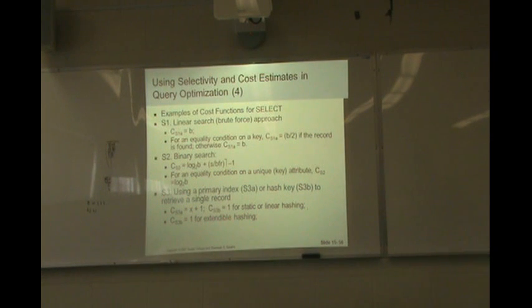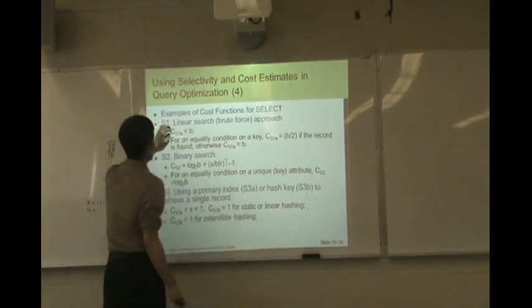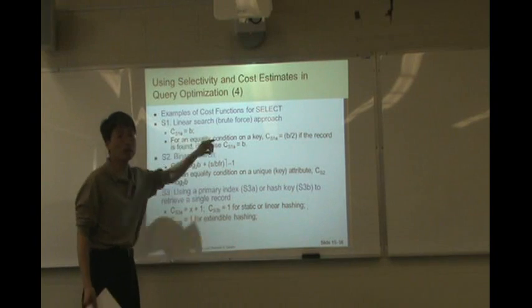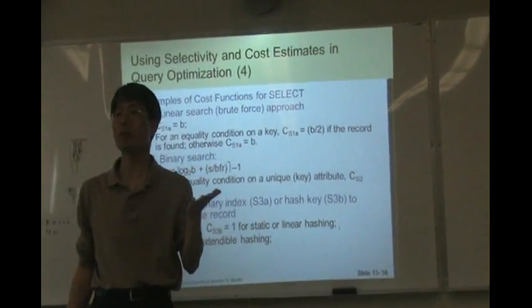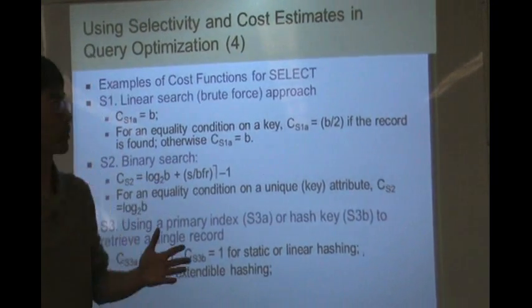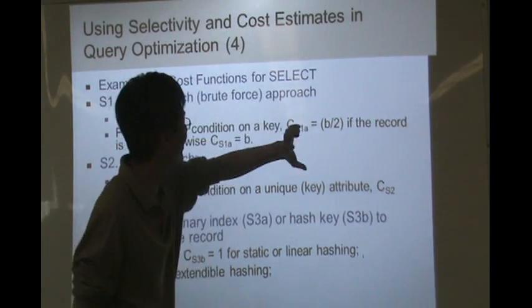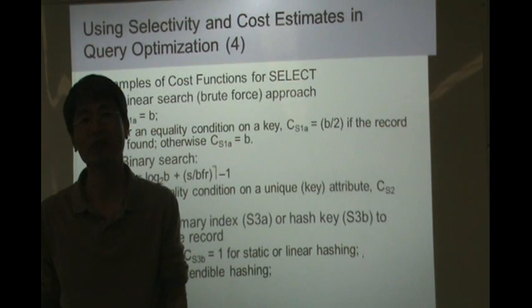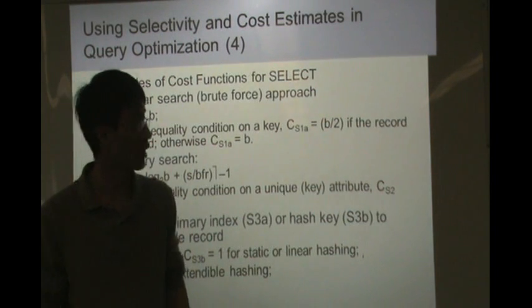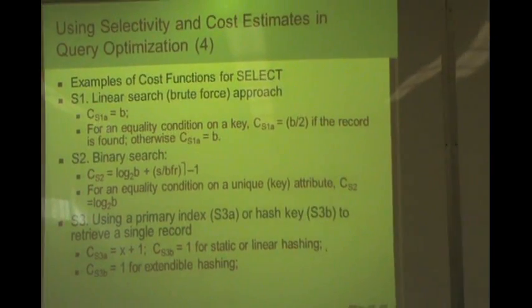First one, linear search. In case of an equality condition, we access only one data, that will be B over 2, because it's a binary search, right? But not binary search, it's a pool. If we are lucky, we can get the data from the first block. What does B stand for? What is B in terms of the notation? It's the number of blocks. When we compute the cost, the number of blocks equals what?